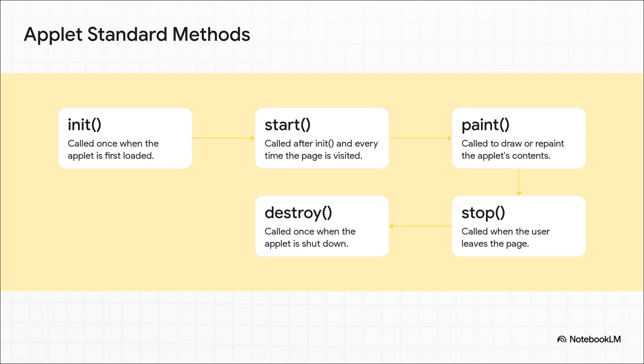So, init and destroy, they're called only once in the applet's entire life. But start and stop, they can be called over and over again, like if you switch to another browser tab and then come back. And paint, that's the artist. It redraws the screen whenever it needs an update, using methods like drawLine and drawRect to create all your visuals.